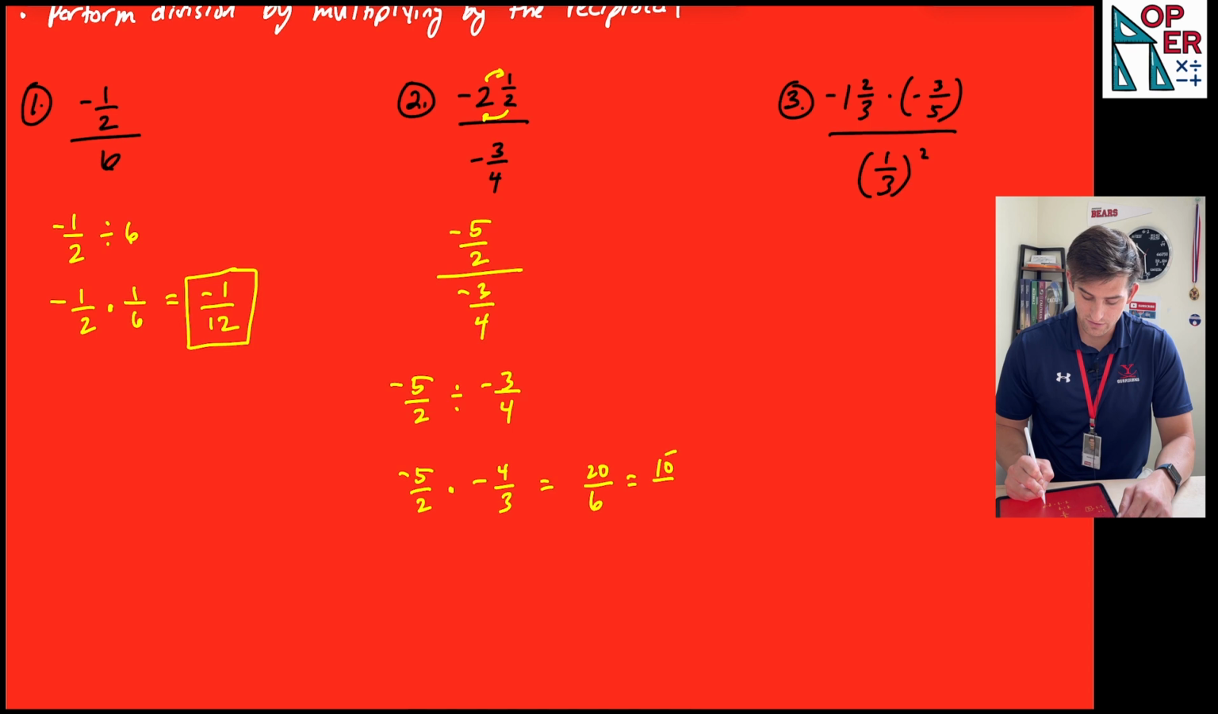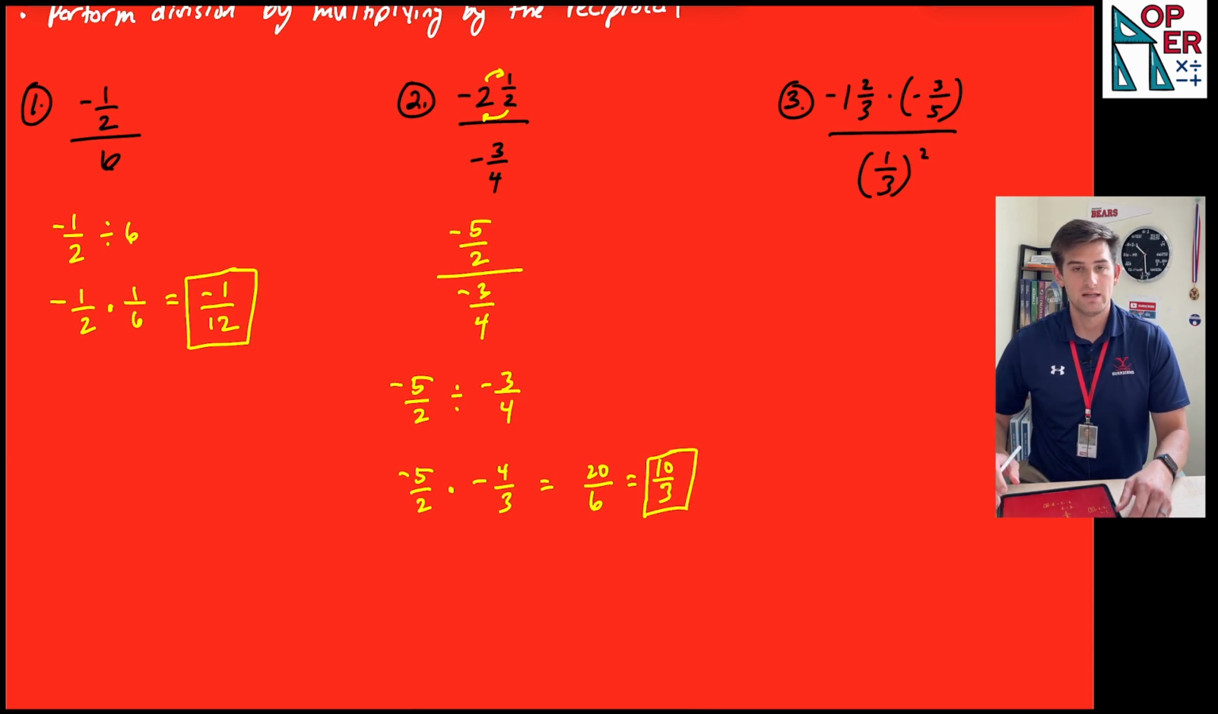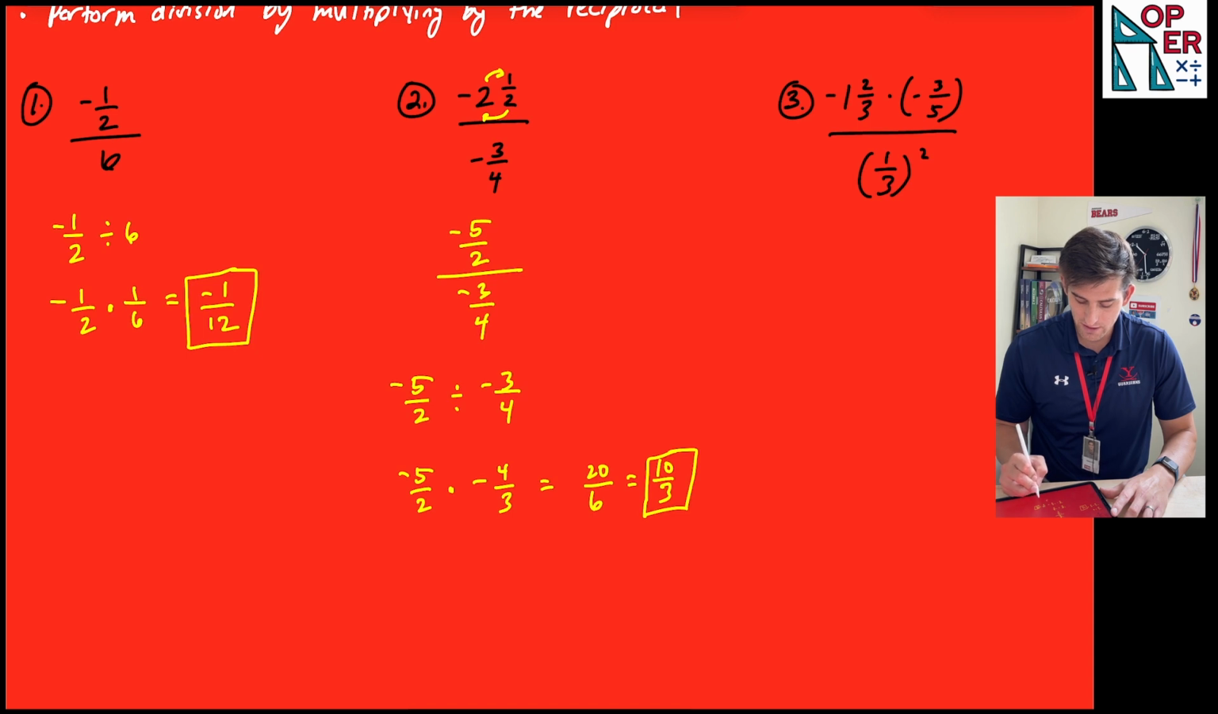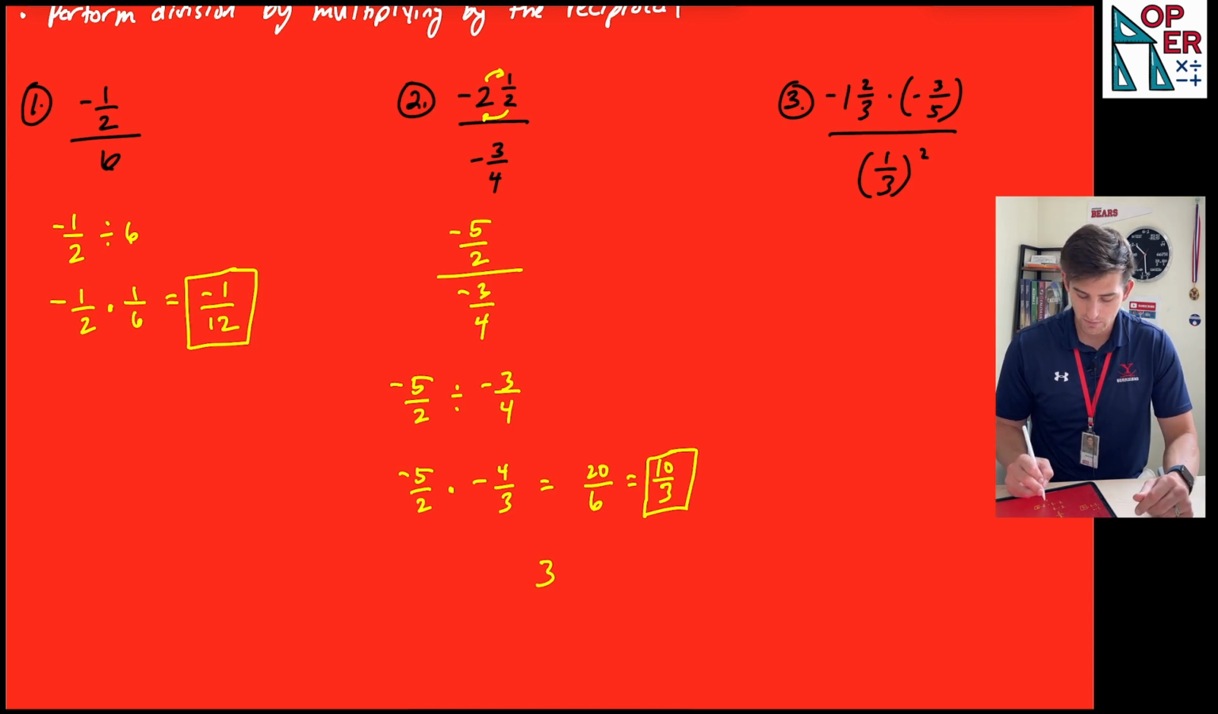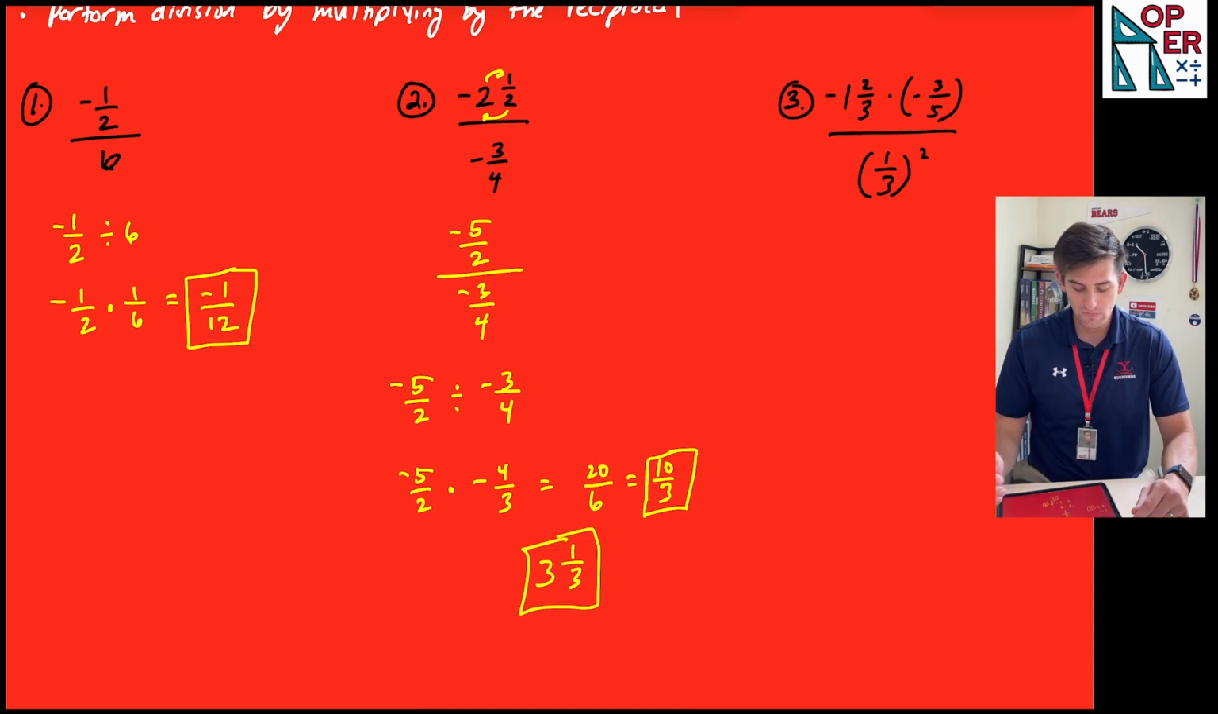So that'd be 10/3. Now if the question wants you to write it as a mixed number, then we can divide that. What number times 3 gets us closest to 10? Well, that would be 3, right? 3 times 3 would be 9. So this would be 3, and we had 10 up here in the numerator, and we just took 9 away because we did 3 times 3. So we would have 1/3 remaining. Okay, so the answer to number 2 would be 3 1/3.